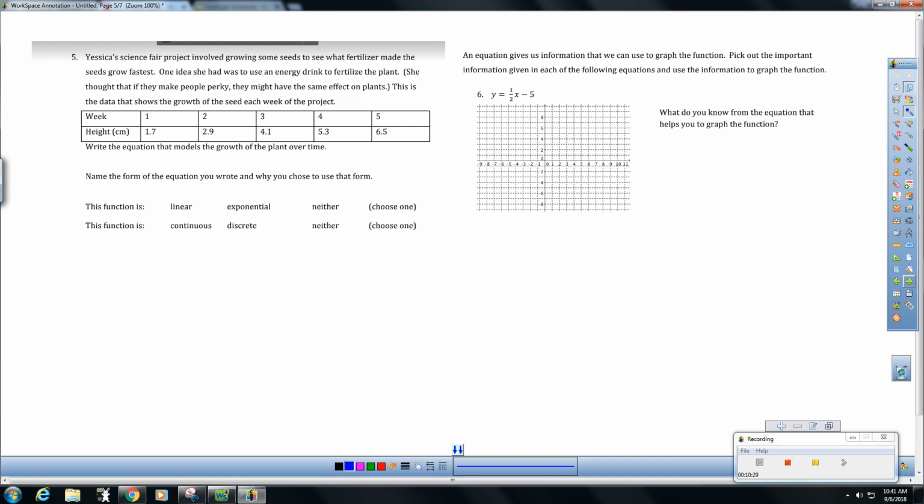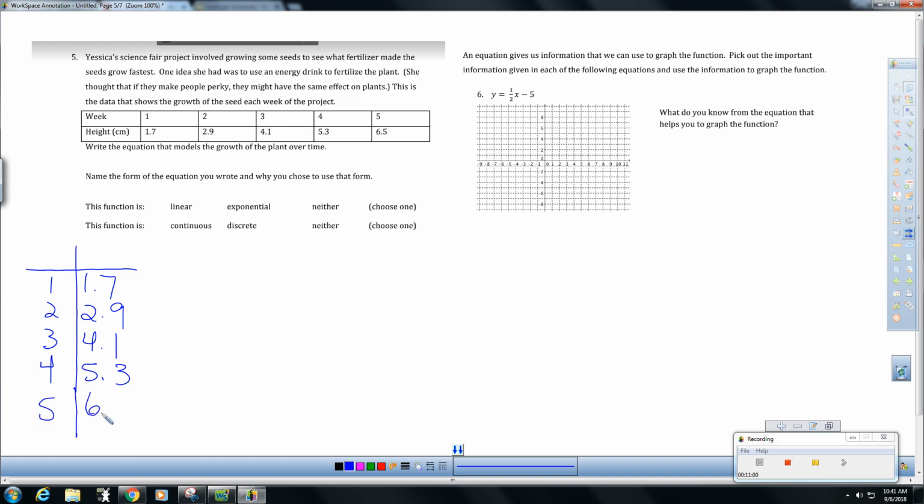All right, moving on. Jessica involved these seeds. So I'm going to turn it into a T chart because I just prefer that. Carson, what's my first term? 1.7. Second term. 2.9. If you had to guess, Carson, would you say this is linear or exponential? Linear. I agree. It appears to be linear because it's not growing super fast.